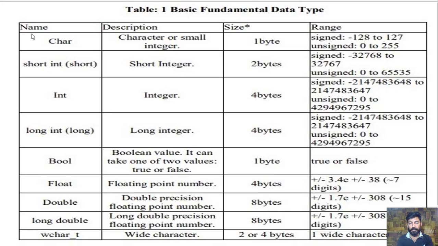This is the chart, a table for all of the data types, and in this table the name of data types, description, size and range are all there. You can easily understand all the data types by this table. Now I will explain to you why the range of char is this, why the range of int is this. Okay, so let's try to make you understand.